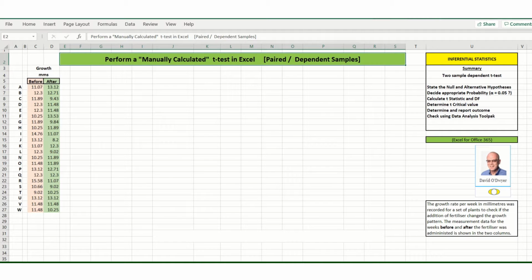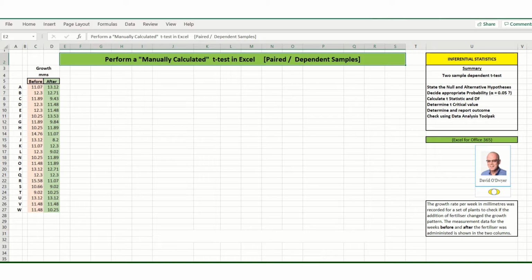Hi, so in this clip we're going to have a look at how to perform a manually calculated t-test in Excel for a paired set or dependent set of data. So the situation is that we're looking at the growth rate in millimeters, which was recorded for a set of plants to check if the addition of fertilizer changed the growth pattern. The measurement data for the weeks before and after the fertilizer was administered are shown in the two columns. And we can see our set of data is in pairs before and after.